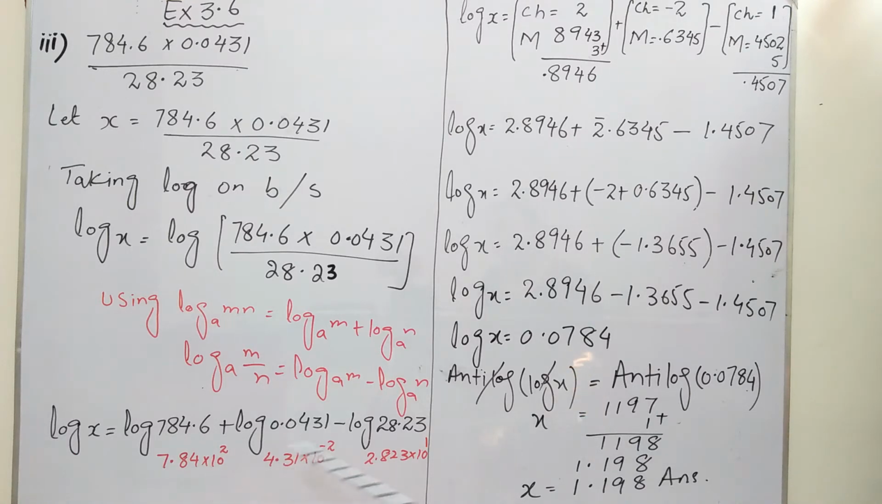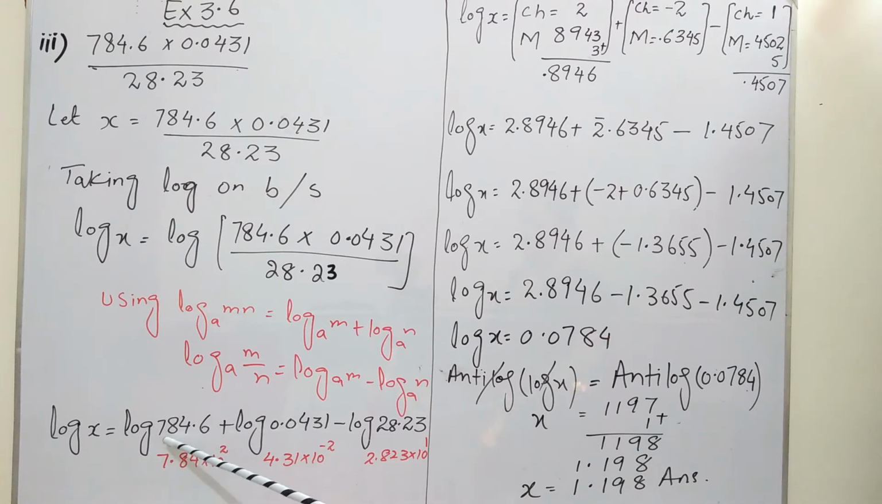So roughly I have written the values in scientific notation. It becomes 7.846 multiplied by 10 raised to the power 2, 4.31 multiplied by 10 raised to the power minus 2, and 2.823 multiplied by 10 raised to the power 1. Now the characteristic for the first case is 2, for the second case minus 2, and for the third case it is 1.